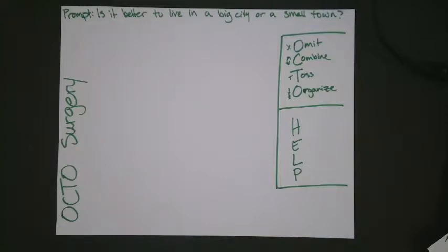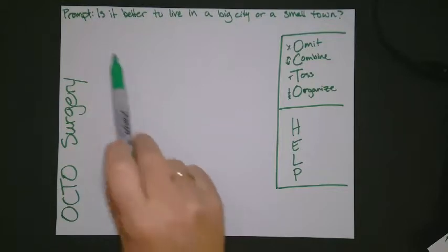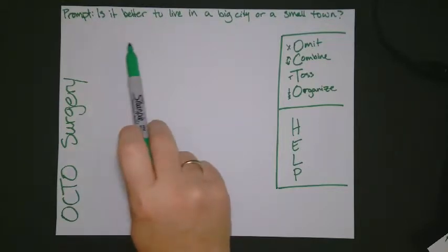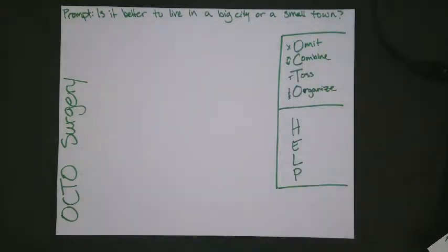In this video, I'm going to demonstrate how to use the OCTO Surgery strategy for planning an essay. In this case, I'm going to be using a persuasive prompt. Is it better to live in a big city or a small town? But this can really be used with any kind of writing.